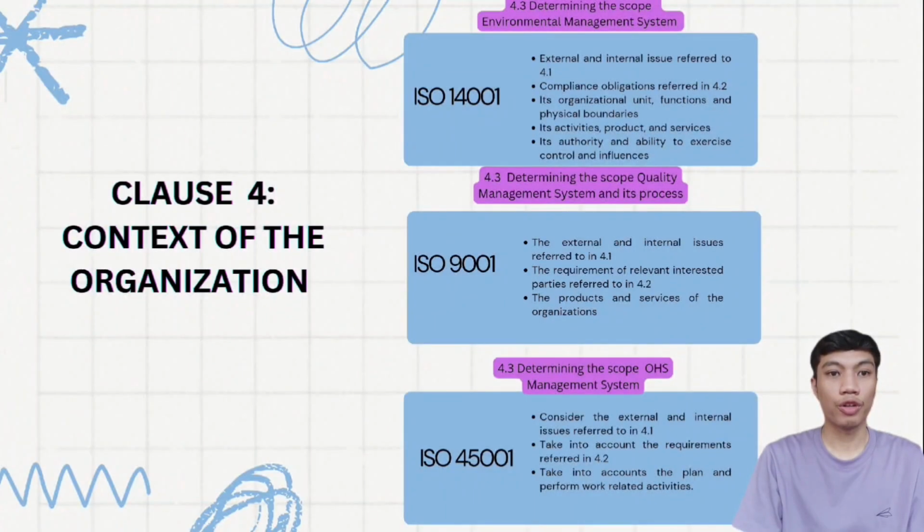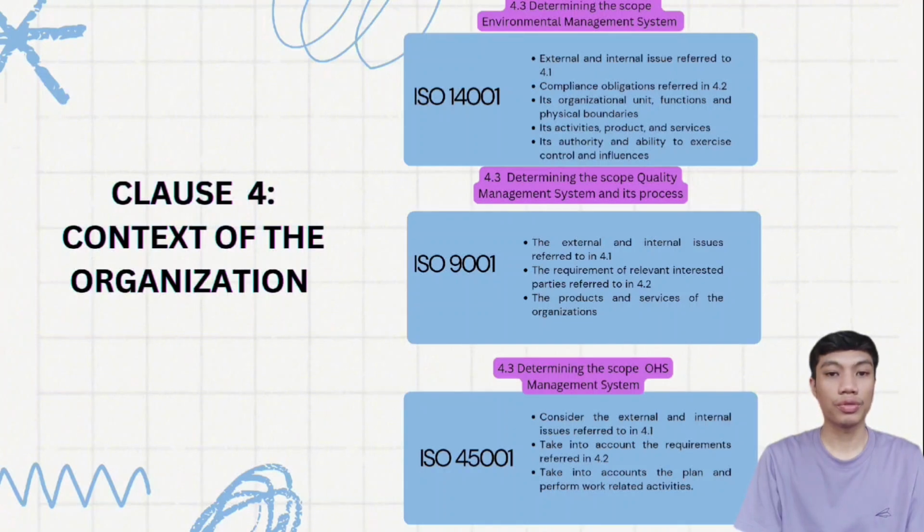4.3, determining the scope of the environmental management system used for ISO 14001, which is the external and internal issues referred to in 4.1, and compliance obligations referred to in 4.2. Its organizational units, functions and physical boundaries, its activities, products and services, its authority and ability to exercise control and influence. 4.3, determining the scope of the quality management system and its processes used for ISO 9001, which is the external and internal issues referred to in 4.1. Next, the requirements of relevant interested parties referred to in 4.2, and the products and services of the organization.